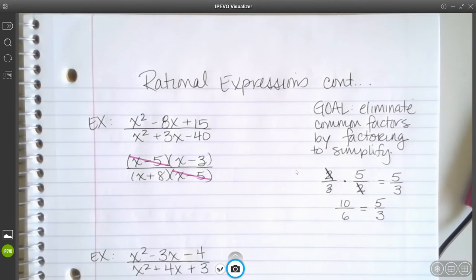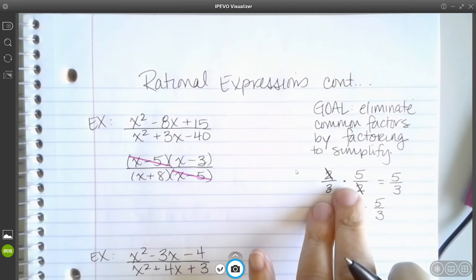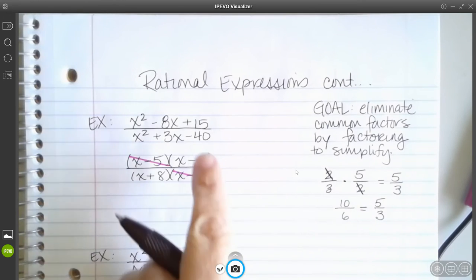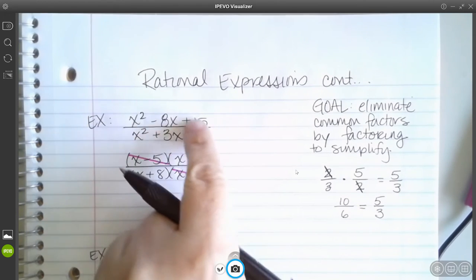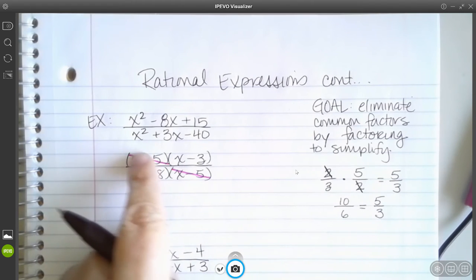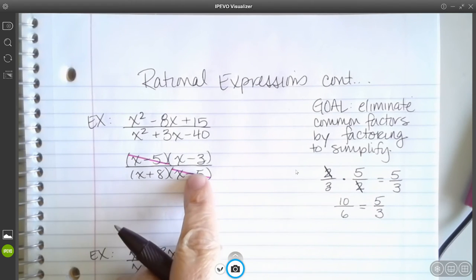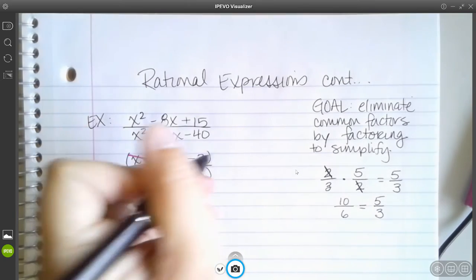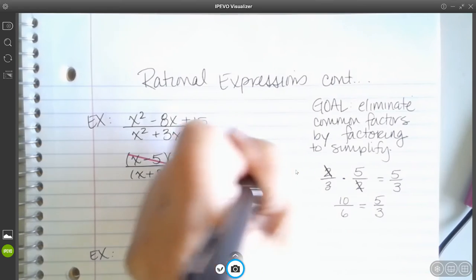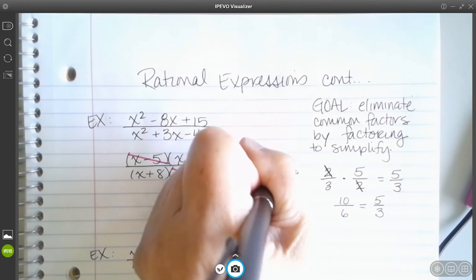So all I'm doing is taking out this step right here, instead of doing this and getting here. The problem is that I can't see what I can cancel until I factor. And now I can see x minus 5 is what they have in common, so I cancel them out. That means my final answer is x minus 3 over x plus 8.